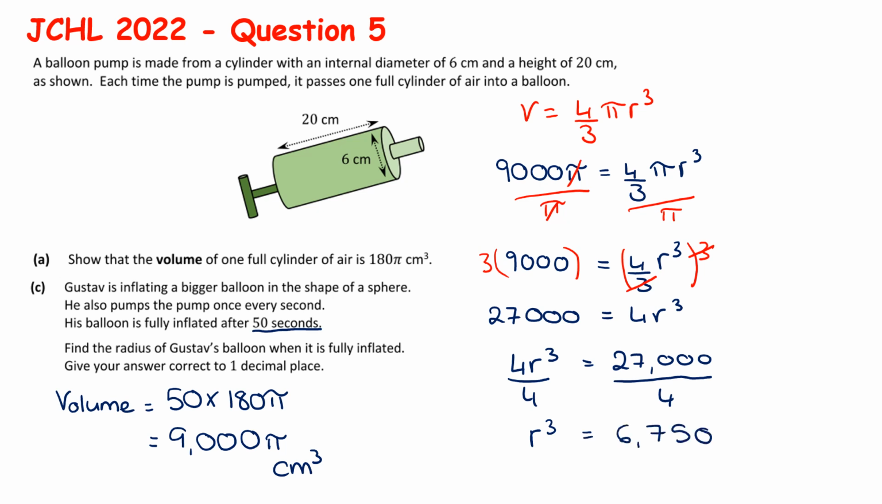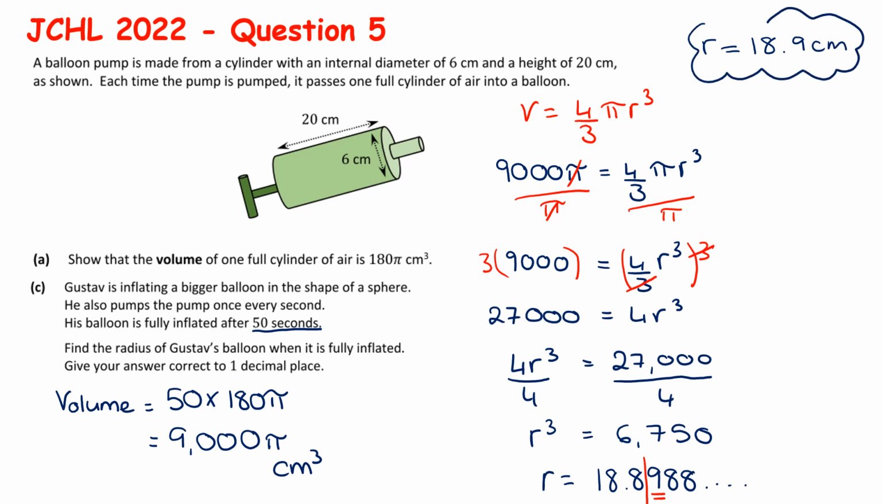6,750. And what we're going to do here is the cube root of that number. We want to give our answer correct to one decimal place. We are getting this number here, which gives us, after one decimal place, the next number is 9, which means we're going to round it up. So the radius is going to be 18.9 centimeters, and that's our final answer.